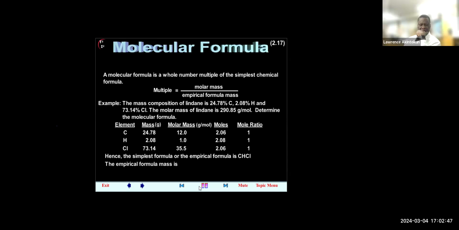The empirical formula mass is 12 plus 1 plus 35.5 is equal to 48.5 grams per mole. All right, remember this is calculated from your periodic table. This 12 is the atomic mass of carbon, 1 is hydrogen, 35.5 is chlorine from this formula that you got.